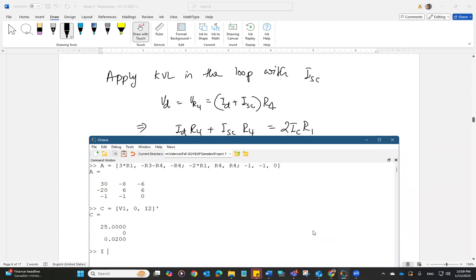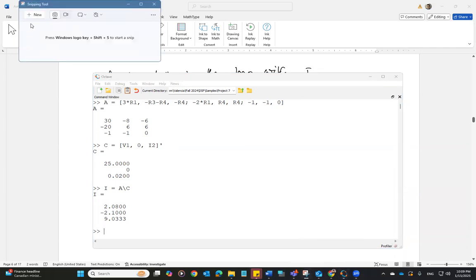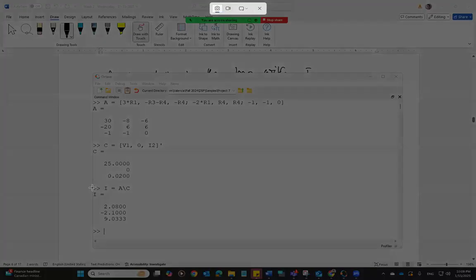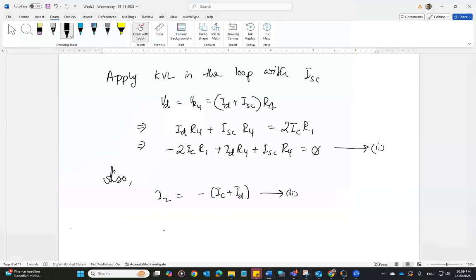So my unknown currents are going to be A backslash C, and the values of current are right over here. So let's go ahead and copy. I'm just going to write this down. Solving 1, 2, and 3 simultaneously.